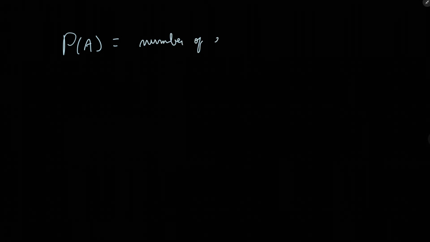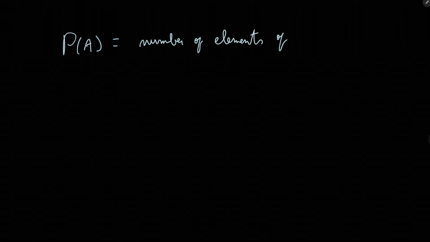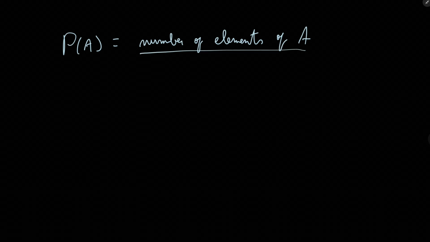We can generalize that reasoning through the discrete uniform probability law, which tells us that if the sample space consists of n possible outcomes which are equally likely, then the probability of any event A is given by P of A equals the number of elements of A over n. So if single outcomes are equally likely, we can just divide the number of elements of our event by the total number of outcomes in the sample space.